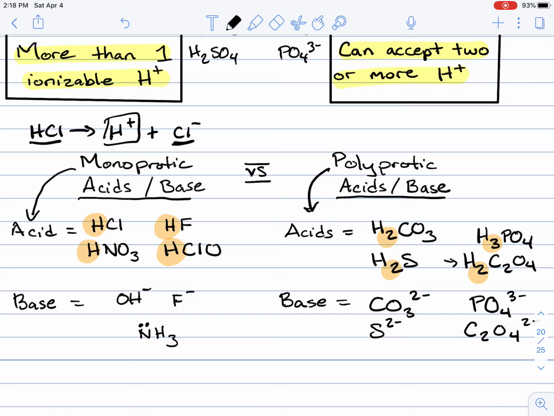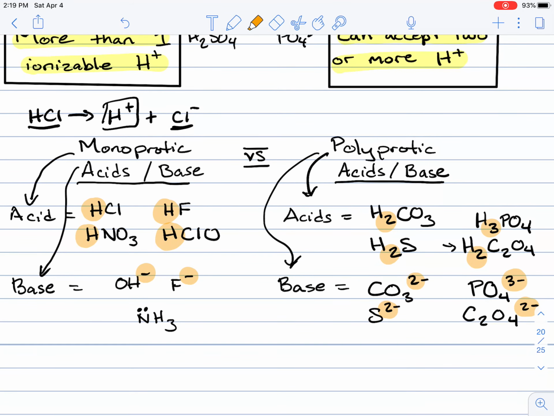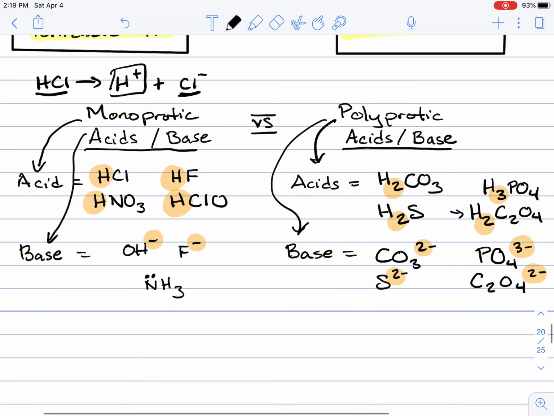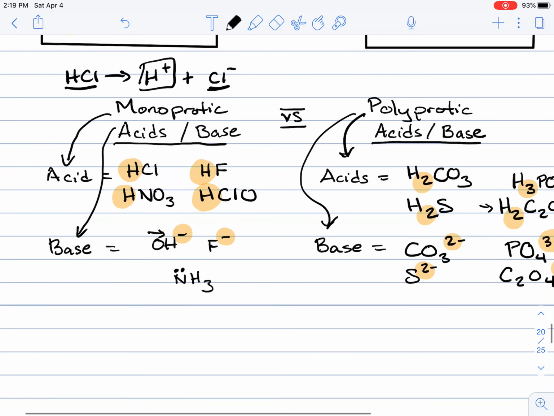Now for monoprotic bases, notice that for hydroxide and fluoride, the charge is -1. And if we're looking at polyprotic bases, the charges are like -2 or -3. What this basically is showing us is that a monoprotic base, since it has a -1 charge, can only ionize a hydrogen from a water molecule one time.